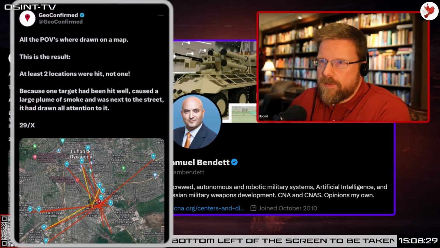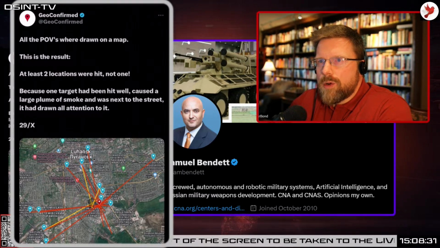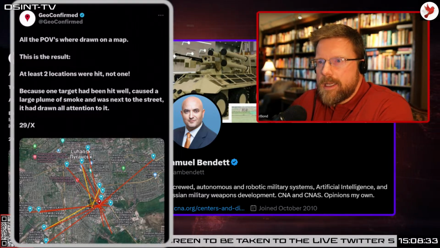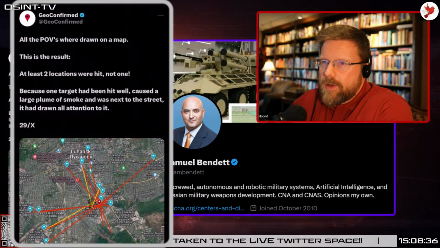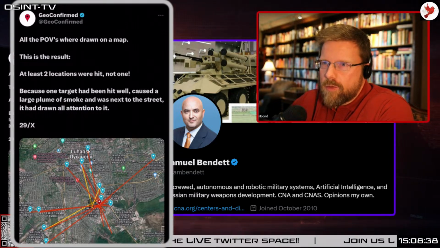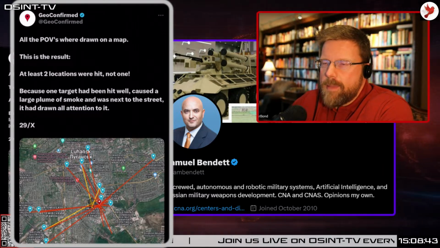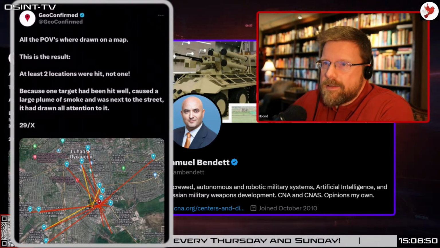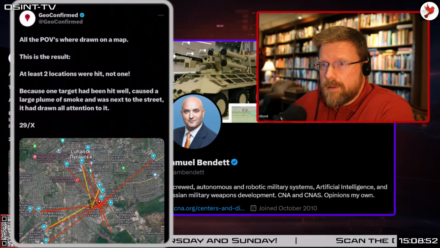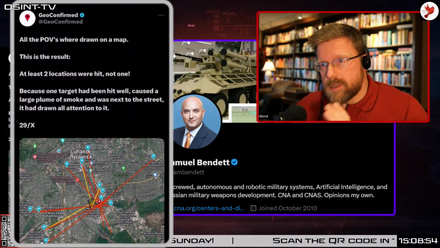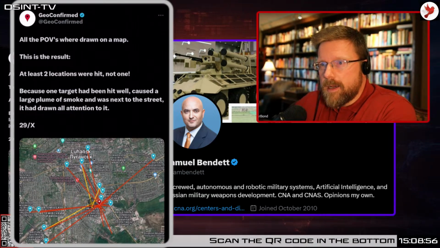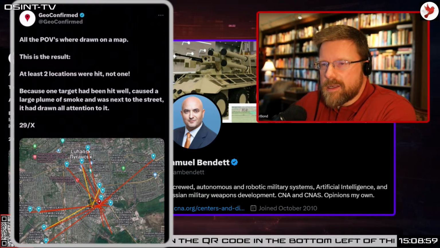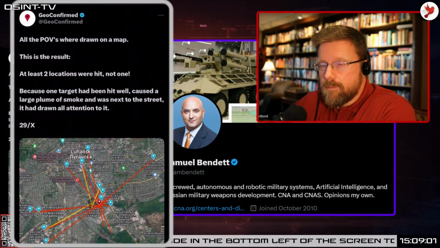The first by GeoConfirmed. These were recent strikes in Luhansk, and I thought this was particularly interesting. If you look at the graphic, what they did was they took many different pieces of video footage of explosions that happened in Luhansk, and they managed to geolocate them all, including the orientation of the camera based on its surroundings. And they took all of the lines of the angles of recording and they mapped them out.